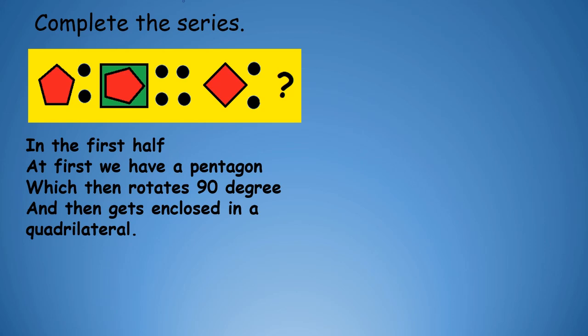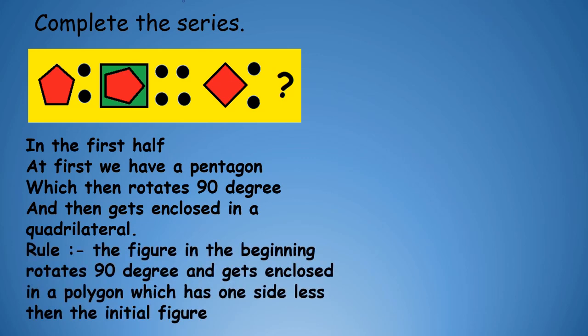So by this we can deduce a rule. The rule is as follows. The figure in the beginning rotates 90 degrees and then gets enclosed in a polygon which has one side less than the initial figure. So this means that whatever figure we have, it will first rotate 90 degrees and then get enclosed in a polygon having one side less. So now using that same logic, we'll try to find the answer.